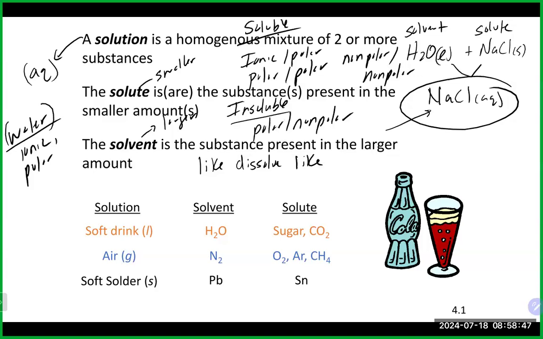So a lot of times water is a very common solvent for ionic compounds because water is polar. Because it's polar, it has a positive side and negative side. It works really well with ions that are charged as well. Solutions like soft drinks: water, sugar, CO2 is the solute. Air: nitrogen is actually the largest part of air, and oxygen, argon, methane are the smaller components. Solder, lead, and tin is sometimes used in that as well.